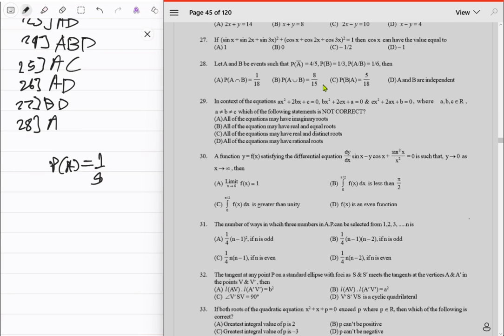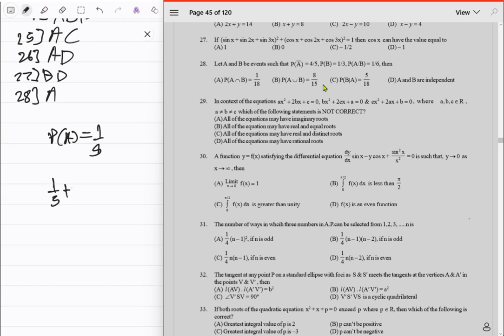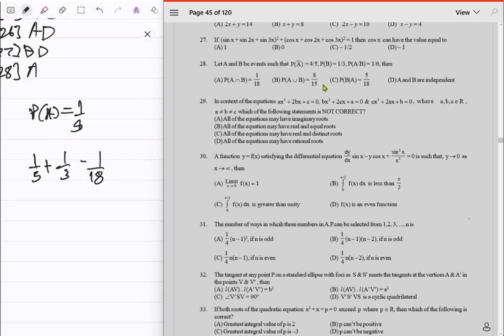Probability of A union B is probability of A happening plus probability of B happening minus probability of A intersection B, right? I guess so. Right, that has to be the thing. Which is 1 upon 5 plus 1 upon 3 minus this, which is 1 upon 18, right?